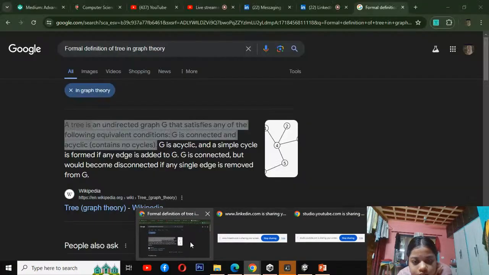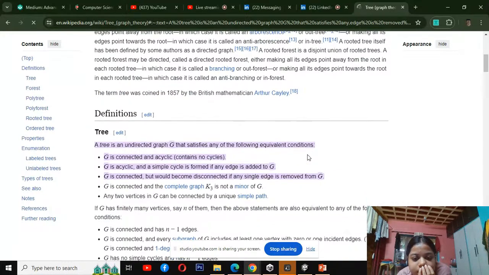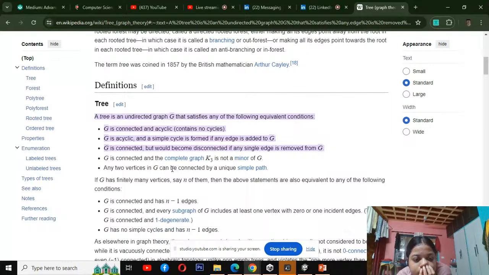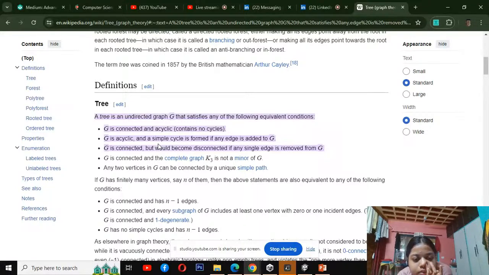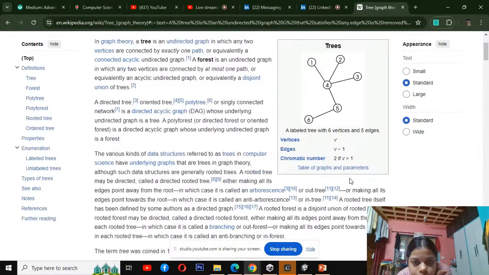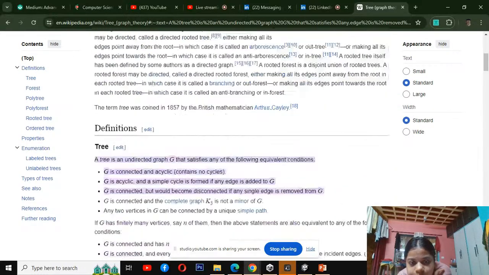Okay, this one from Wikipedia. Let's check this out. A tree. Okay, this makes sense. This is a great example of a tree.